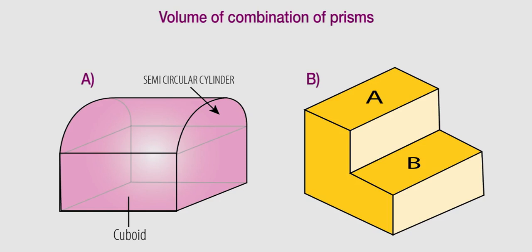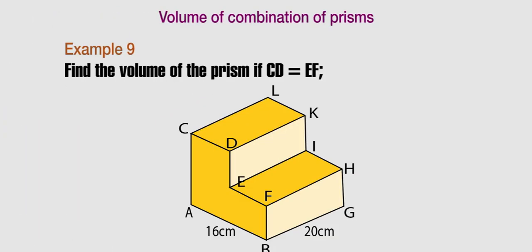Let's take an example. Find the volume of the prism if CD is equal to EF. Now the prism has a side of 16 centimeters by 20 centimeters. Let's look at the solution. From the diagram, we need to find the cross-sectional area A, B, C, D, E, F. And then we multiply the area by the length BG.